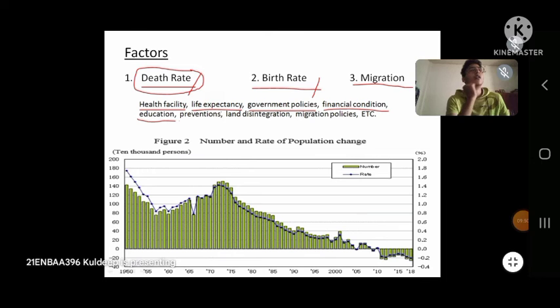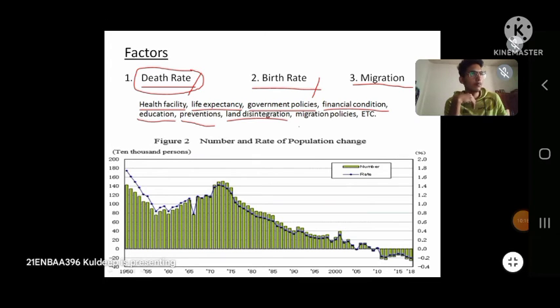And then the preventions, as I said, the contraceptive things, and then the land disintegration, like in the villages, the more the children, the more the land will be disintegrated. So which may urge someone to think to have only one or two children. So the major part of the land will remain in the hands of a single or two individuals.